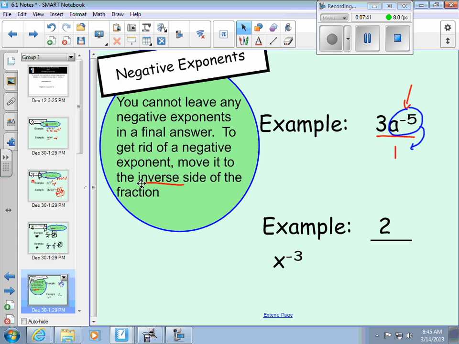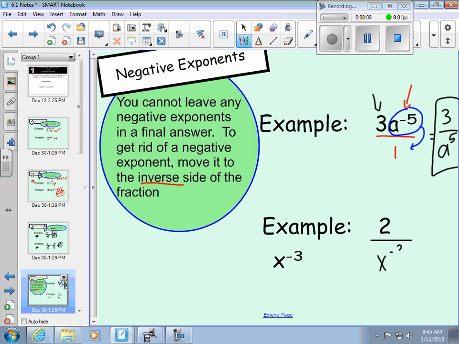By doing that, it turns into positive. So this would now equal 3. 3 stays on top. We haven't moved this 3 at all. But the a to the negative 5th power, by moving it down to the denominator, turns into a to the positive 5th power. Now our answer does not have any more negative exponents.